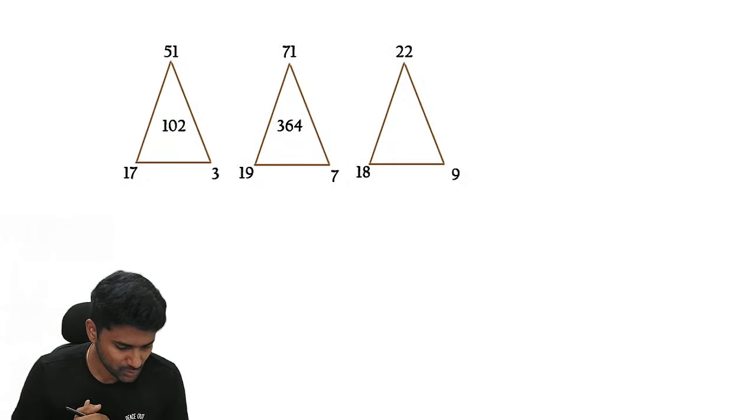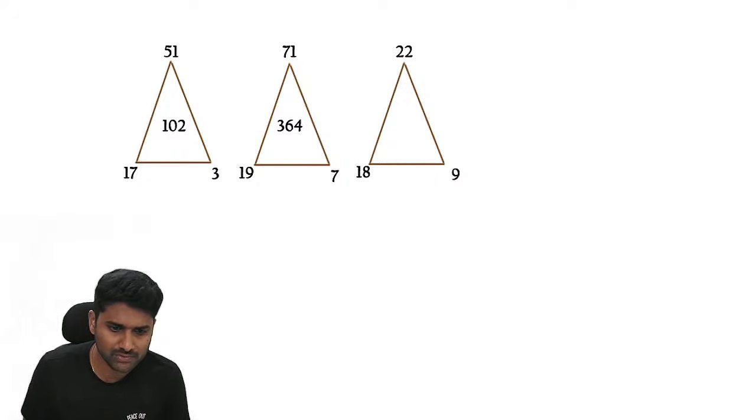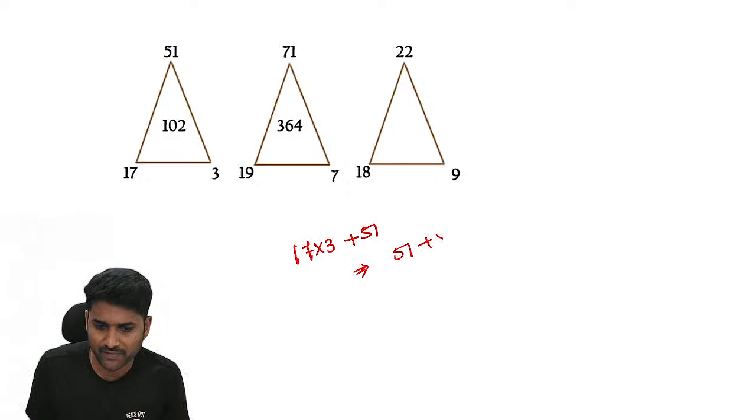So 17 into 3 plus 51 is 102. Good. So we will check here. 17 into 3 as Ramesh shared. Let's check with this operation: 17 into 3 is 51, plus 51 is equal to 102. Yes, you got the first one. But you should verify the second one.